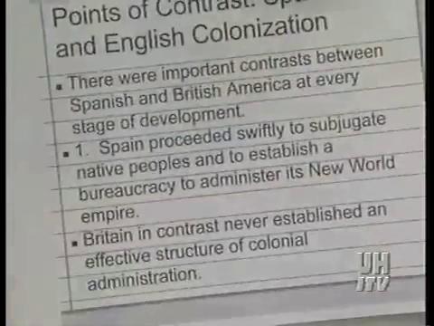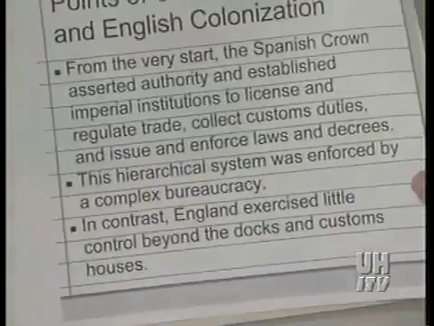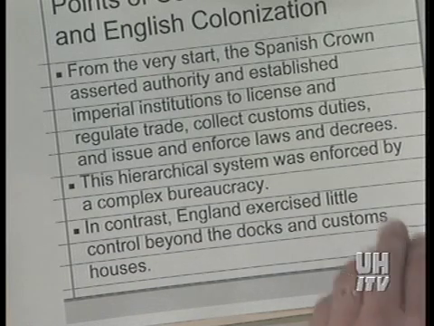A last few points before we move on. Points of contrast between Spanish and English colonization. Spain moved quickly to subjugate native peoples and to establish a centralized bureaucracy to administer its empire. Britain never established a centralized colonial administration. From the start, the Spanish crown exerted central authority. It tried to dominate every aspect of life, religious, economic, and so forth. In contrast, England exercised little control beyond the docks and custom houses.